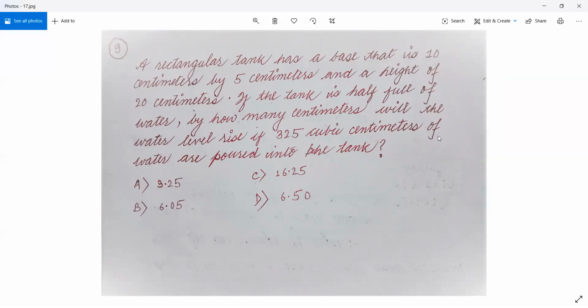Here's another question. A rectangular tank has a base that is 10 centimeters by 5 centimeters and a height of 20 centimeters. If the tank is half full of water, right?